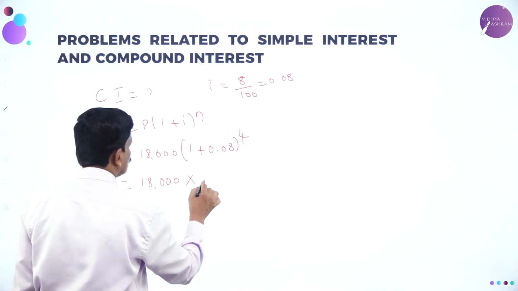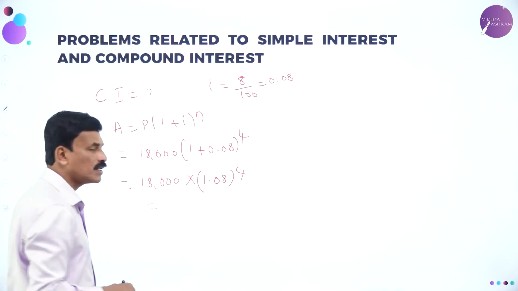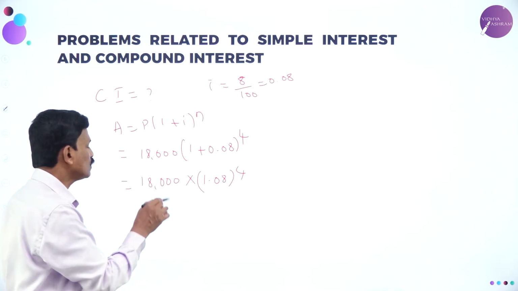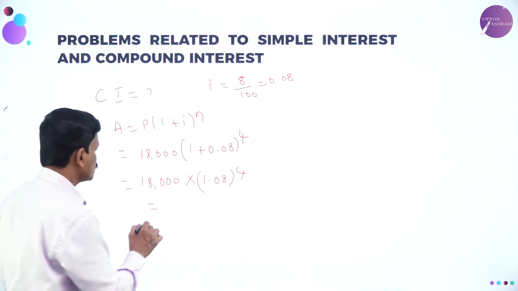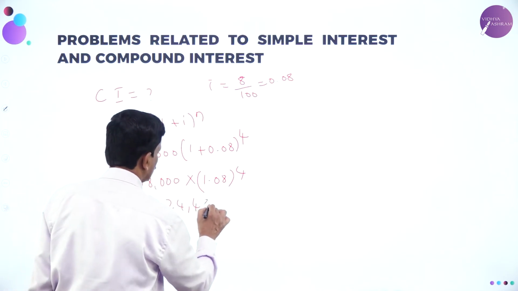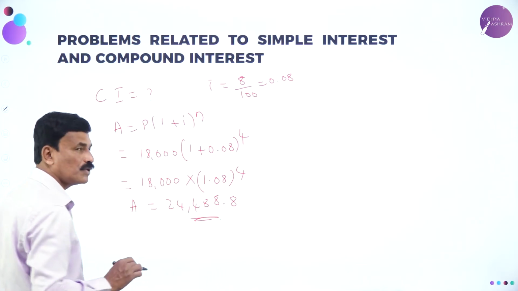18,000 into 1.08 whole to the power of 4. So if you multiply 1.08 four times and multiply with 18,000, what is the answer we are going to get? It is 24,488.8. This is the amount. Now what is the compound interest then?